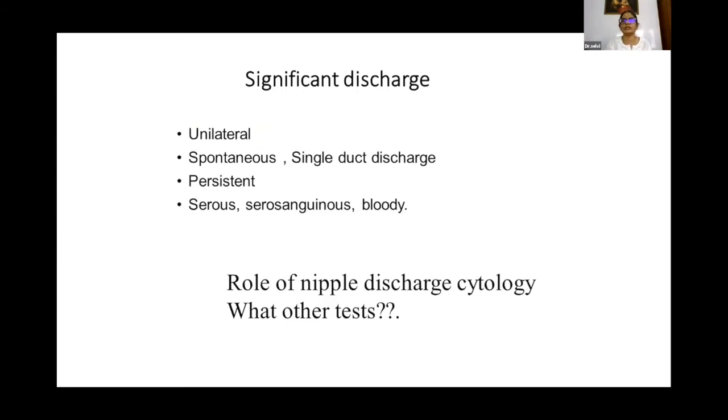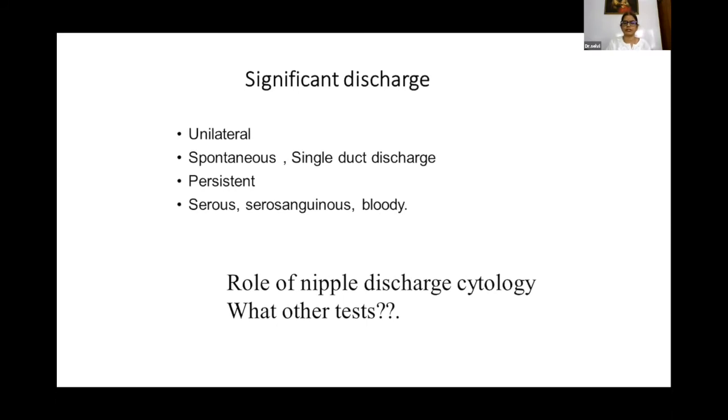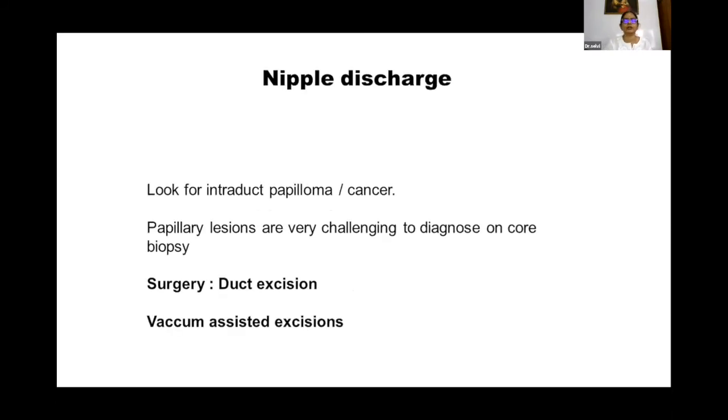Something that is unilateral, that is spontaneous, even without elicitation, that soils the clothes. And if it's from a single duct, usually that means something is growing within it and discharging. Something that is persistent, that is serous, serosanguinous, or obviously bloody. These are things that have to be evaluated to rule out a papilloma and a cancer. Nipple discharge cytology often is wasteful and does not really help. What could help is a good ultrasound, and a mammogram. So we look for an intraductal papilloma or a cancer.